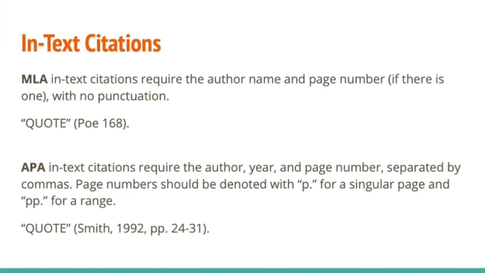MLA in-text citations require the author name and page number, if there is one, with no punctuation within the parentheses, whereas APA in-text citations require author, year, and page number separated by commas within the parentheses. And if you're including page numbers, you should have p. or pp. to show a singular page or a range of pages.